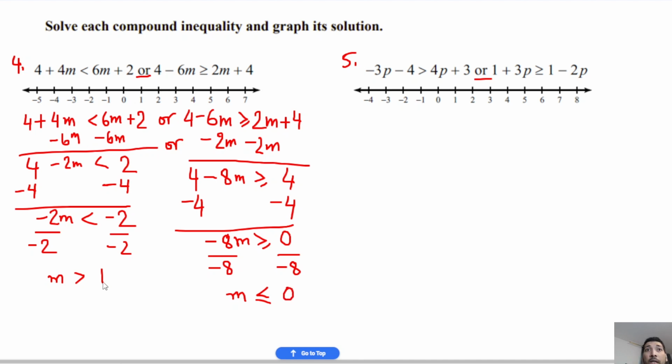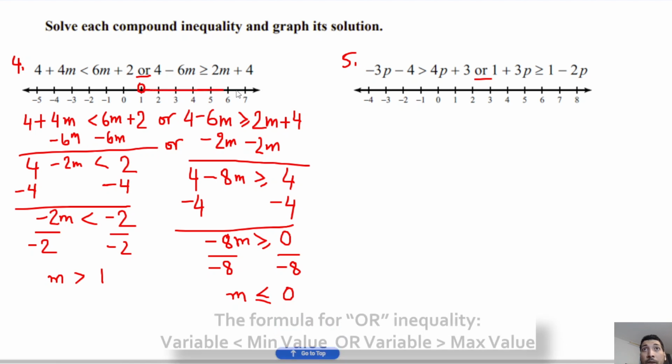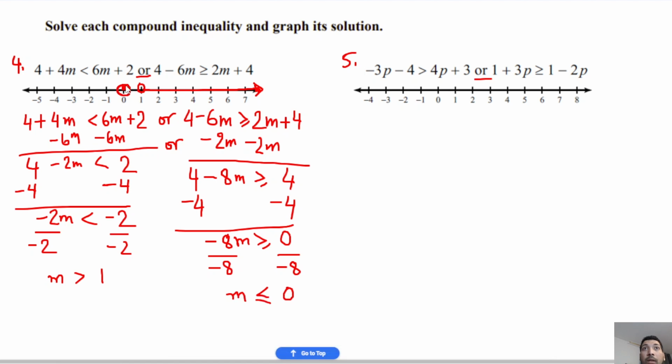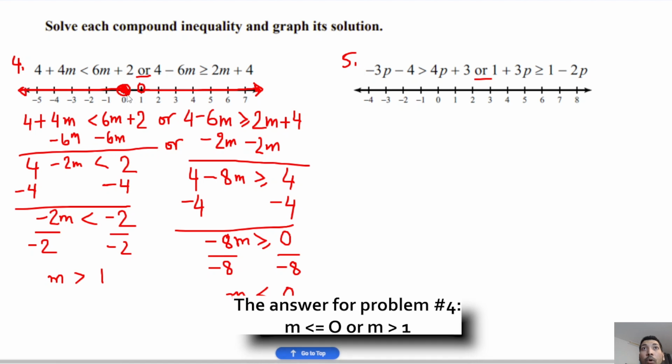We have m greater than 1. So here we have m greater than 1. The greater than section would be going into the right direction. And m less than or equal to 0. Here we have this 0. We circle this 0 and make it closed because there is an equal sign. And this one is less than or equal to, so it will go in the left direction. We can see that there is no overlapping region between these two inequalities, and there is a gap at the center.